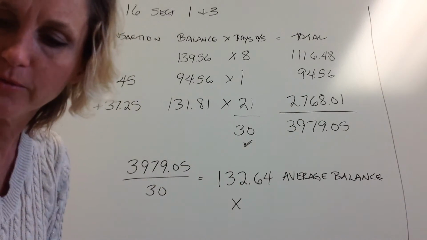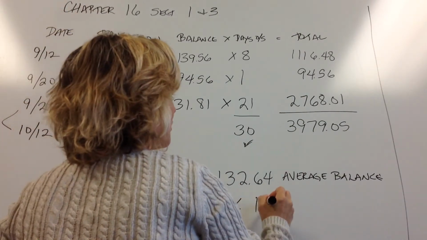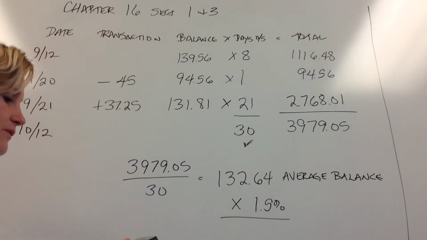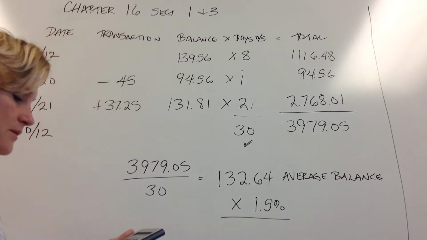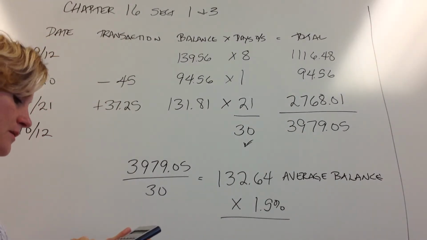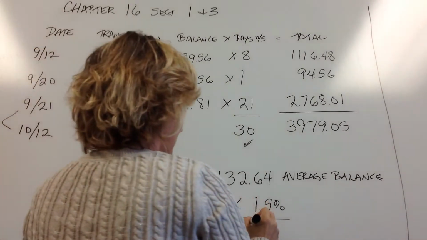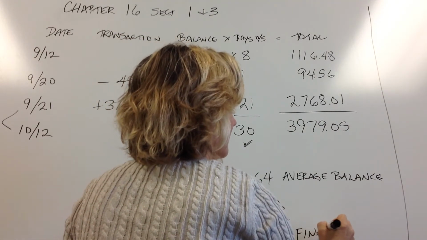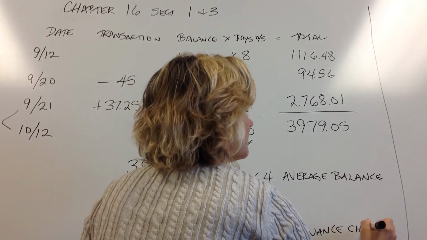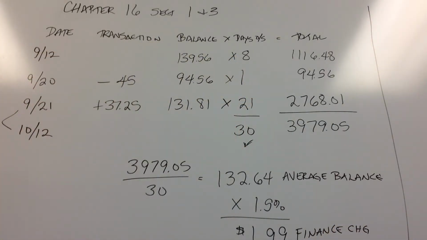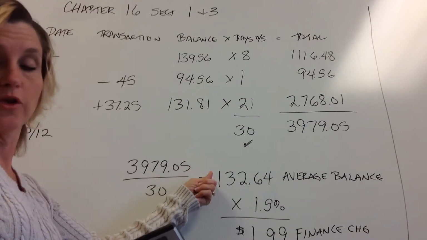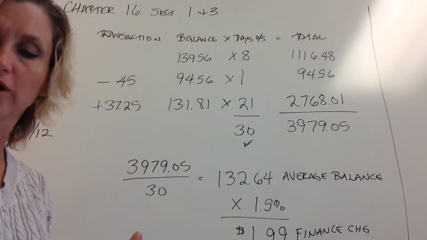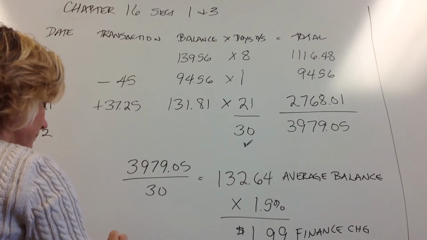Then it tells us in the problem that they charge 1.5% per month. So if I multiply that times 1.5%, sorry, that would give me $1.99 in finance charges. So then that's a lot of times what it asks for. What is your average balance? What is your finance charge? And then the last thing that it could ask is your amount due.